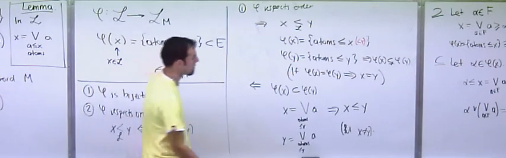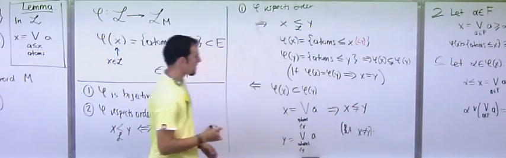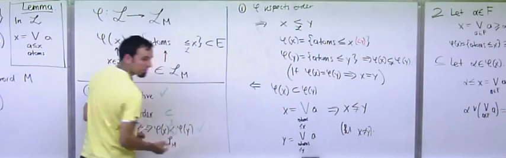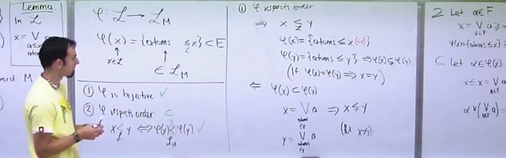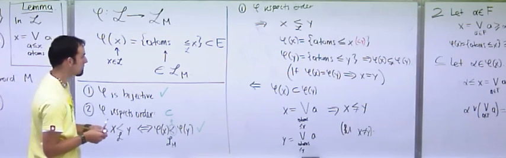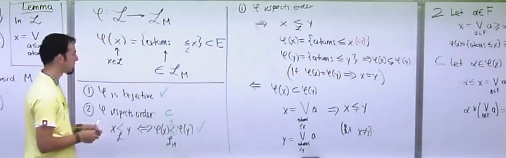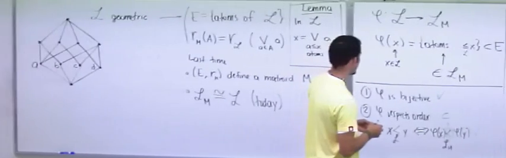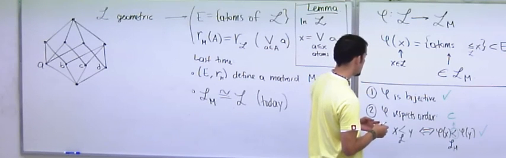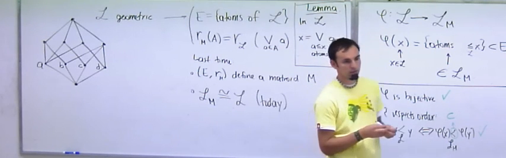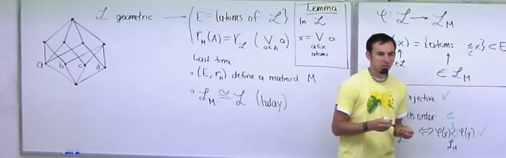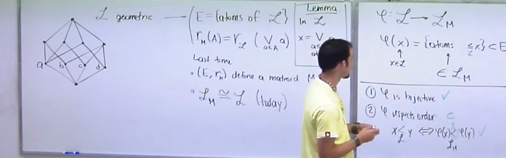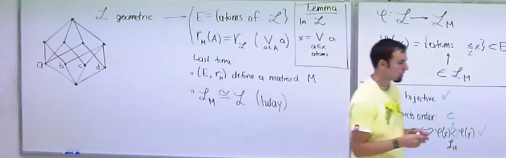And so therefore, this cannot be an equality. And I had just shown you that phi respects order. So there we go, that's the proof. And so what we proved is the theorem that a lattice is geometric if and only if it is the lattice of flats of a matroid. Any questions about that?